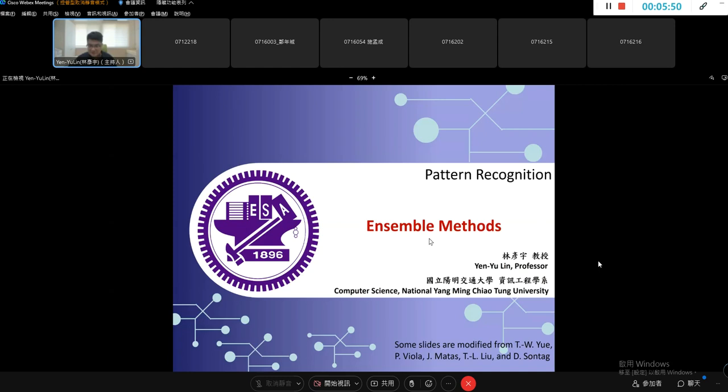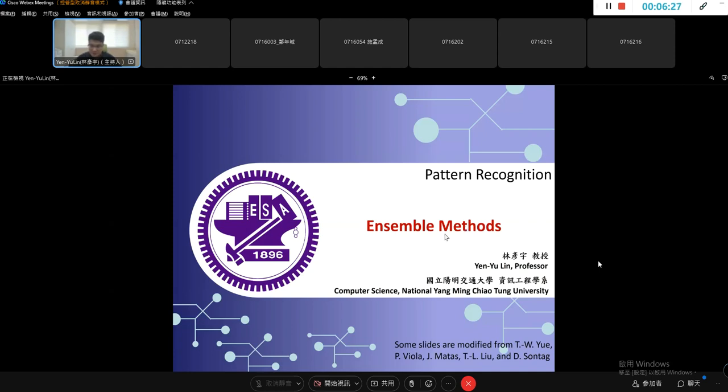The topic of today's lecture is ensemble method. In previous lectures, we talked about several pattern recognition methodologies, including linear models for regression or classification, dimensionality reduction, and neural networks. In each of these methods, we derive one pattern recognition model to deal with one particular pattern recognition task.